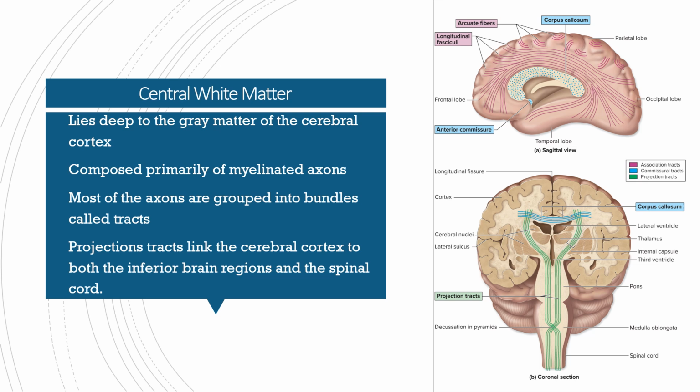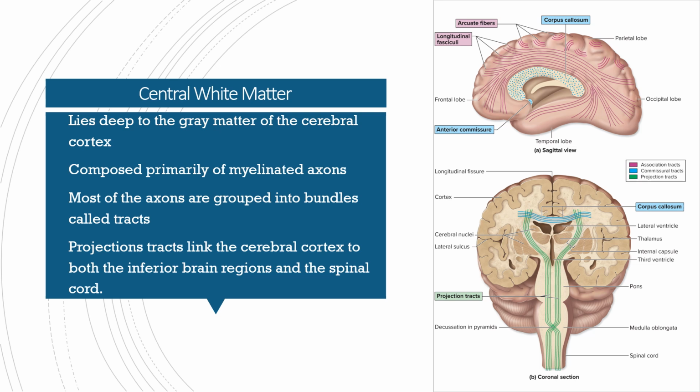Located deep to the gray matter of the cerebral cortex, forming the core of the cerebrum, is the central white matter. It is composed primarily of myelinated axons, which appear white due to their fatty myelin sheath. Axons are organized into bundles known as tracts, facilitating communication between different regions of the brain. Tracts within the central white matter are classified into three main categories: association tracts, commissural tracts, and projection tracts.